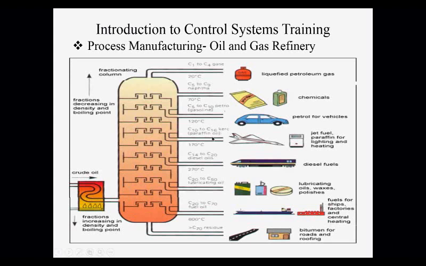C10 to C16 is your kerosene or paraffin oil. This is your aircraft grade fuel: jet fuel, paraffin, wax, lighting and heating oil. This is obtained at 170 degrees centigrade. C14 to C20 are your diesel oils, used for heavy diesel engines like trains. This you get at roughly 270 degrees centigrade. C20 to C50 is your lubricating oil. You get lubricating oils, waxes and polishes. Examples would be engine oils or wax for your cars.